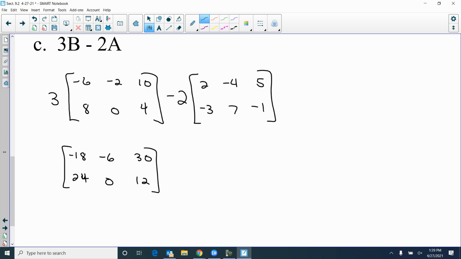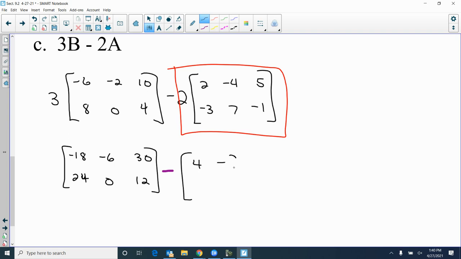If you distribute the 2, which is what I'm going to do, I'm basically going to treat it as 2 times that with a minus in front of it. So I'm going to put minus here. And then 2 times 2 is 4. 2 times negative 4 is negative 8. I get a 10. I get negative 6. I get 14. And I get negative 2. I don't care. One way is not better than the other.